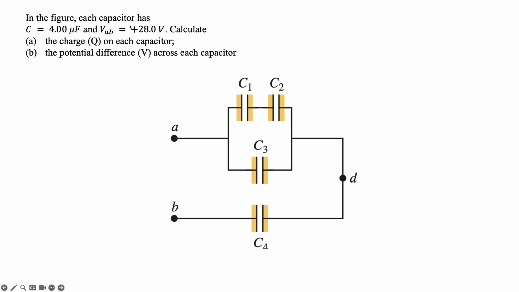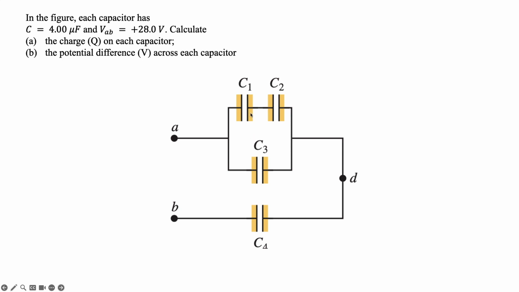In this figure, each of the capacitors has a capacitance of 4 microfarad, and the potential difference between the points A and B is given to be 28 volts. Your task is to calculate the charge Q on each capacitor and the potential difference V across each of these capacitors. Now, I want you to look closely into the setup.